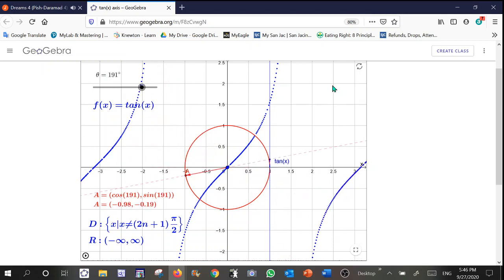There you go. So now think about it. At this point right here, tangent, if you extend the, we're over there, so let me move it into the first quadrant first. I'm not in the first quadrant. Let me go back to the first quadrant, maybe over here.